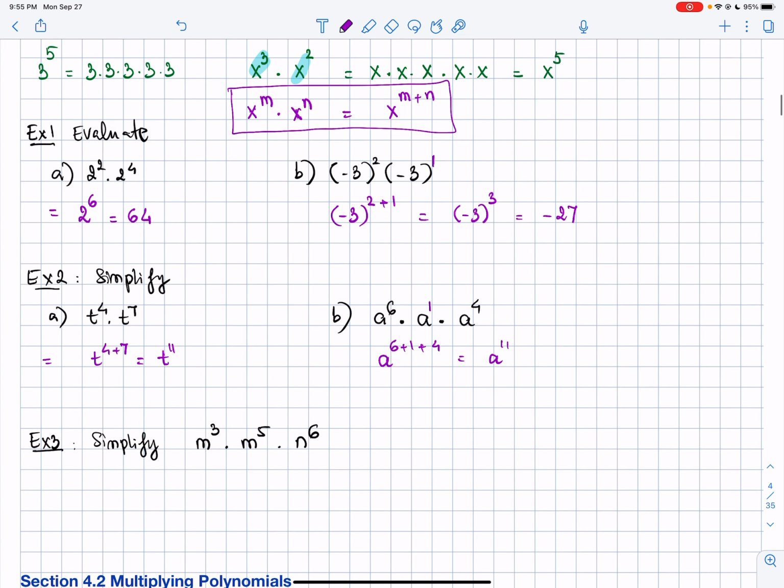Now, example number 3, we have the first 2 terms with the same base. So the base is m, and then 3 plus 5 is 8. The last one is n, so there's nothing the same. So what do we do? We just copy this down.